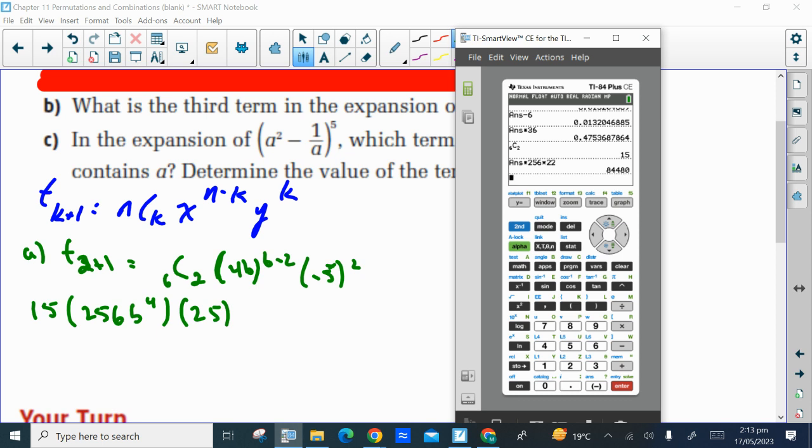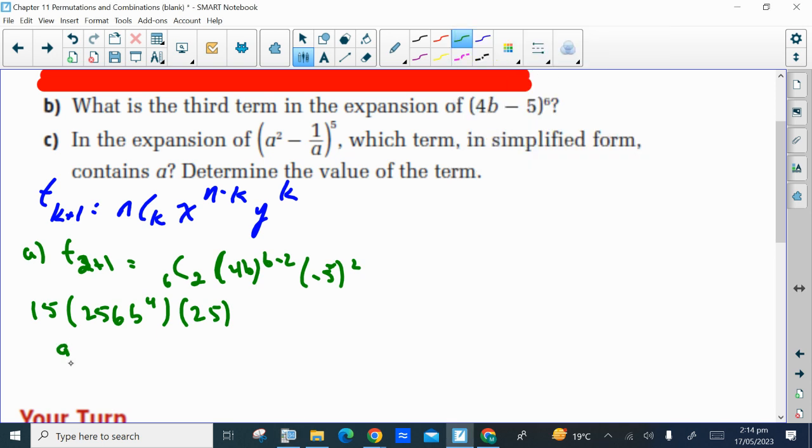Oh, that's 25, not 22. No, I'm not going to go backwards. I refuse to go backwards. There we go. 96,000 b to the 4th is the value of that term. Okay?